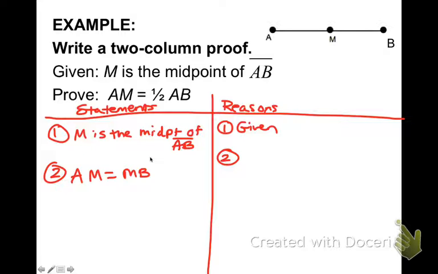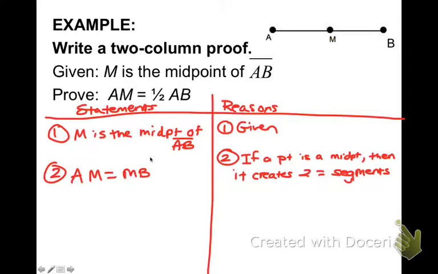So what are we talking about? M is a point, right? If a point is a midpoint, then it creates what? Two equal segments. Well, that's what we're going to write over here. If a point is a midpoint, then it creates two equal segments.